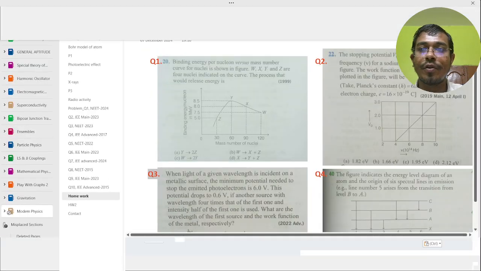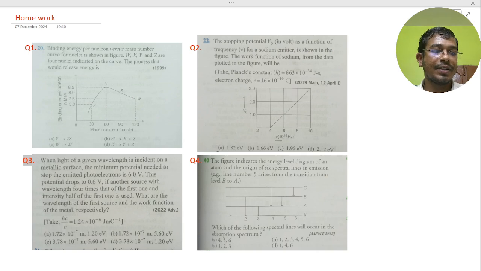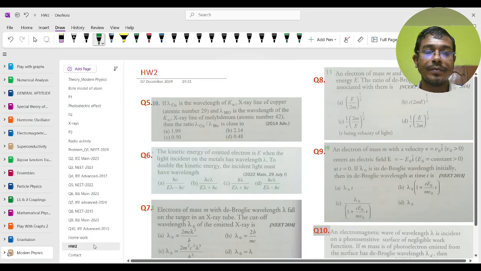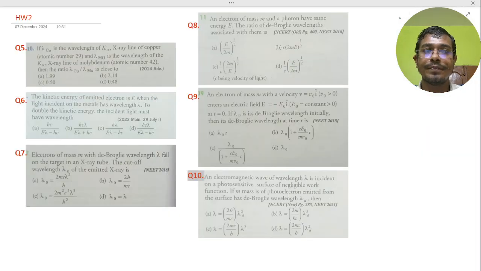I usually give homework for your better understanding, and I have 10 homework problems for you. You just solve them for your better concept and understanding. Just pause this video and take a screenshot. This is the first one, first two, first three and first four. Pause 3 seconds and take a screenshot. Second one, question numbers 5 to 10: 5, 6, 7, 8, 9, 10. These all are coming in JEE Advanced, JEE Main, NEET. Just pause the video and take a screenshot.